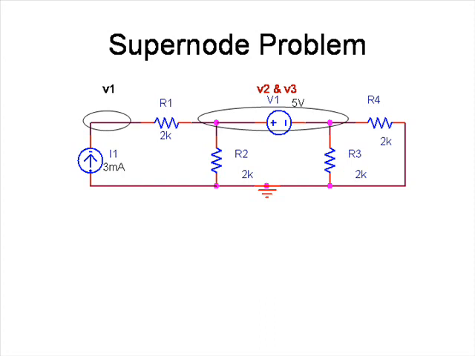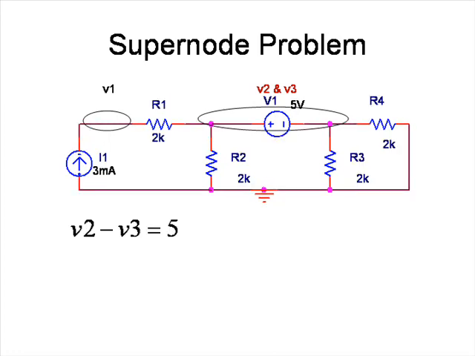Next, we're going to make an equation. Basically, we're going to take the positive side of the voltage and subtract it by the negative side of the voltage, whatever nodes are connected to it. The positive side is connected to V2 and the negative side is connected to V3, and there's 5 volts in it. So V2 minus V3 equals 5. Simple enough. And that's for this node.